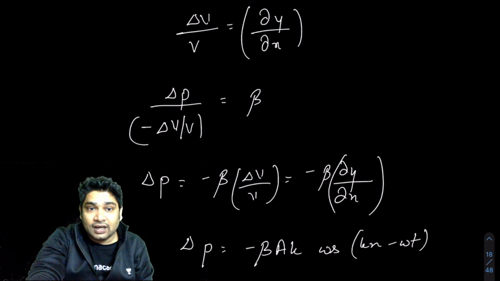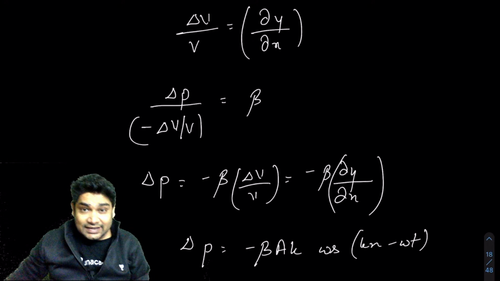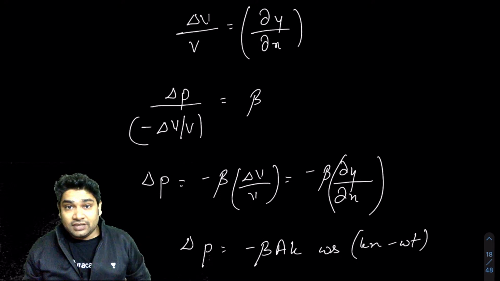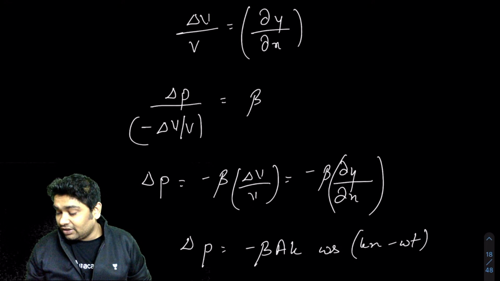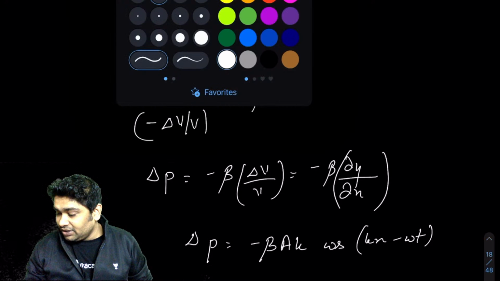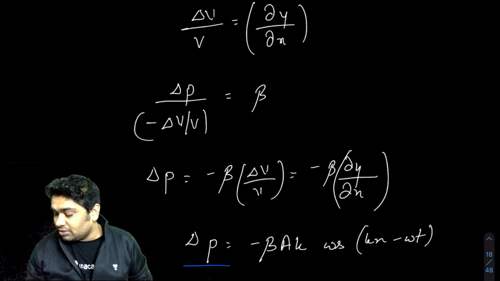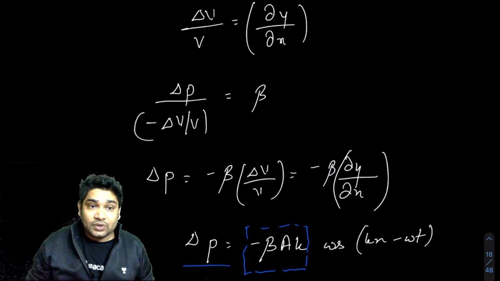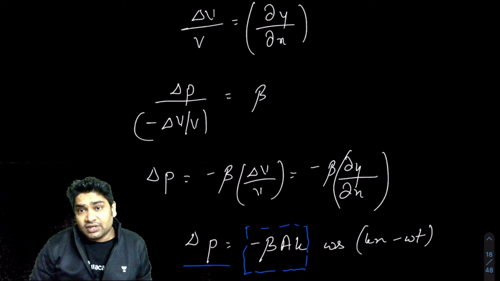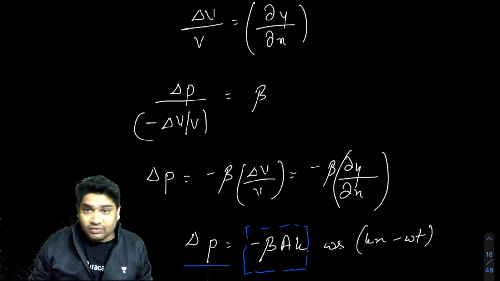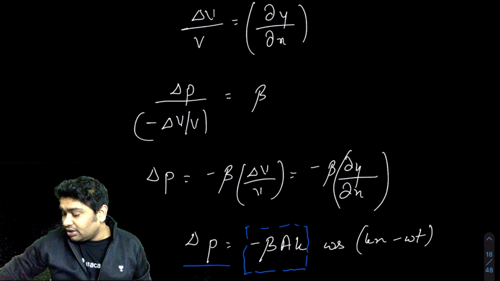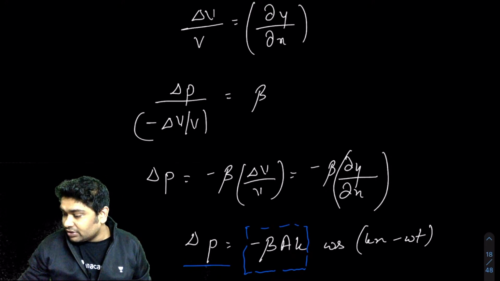So as I said, this you realize is the change in pressure of our segment that we are considering. And this will be the peak change or the maximum change. The maximum change that you can achieve in pressure is beta a k. So once you knew the displacement equation, now you can also predict the pressure equation. Similarly, now you can also predict the density equation.